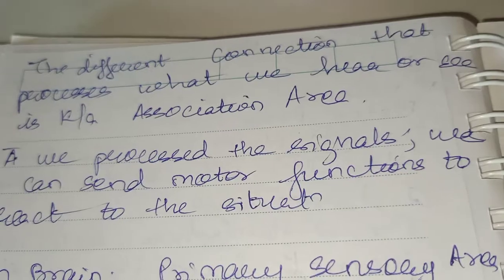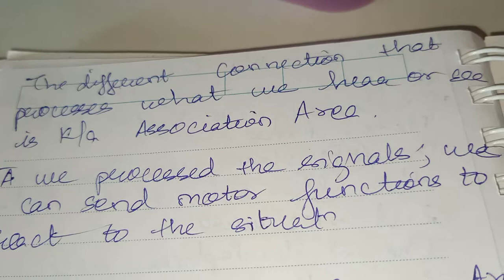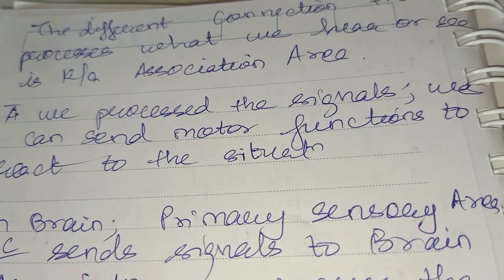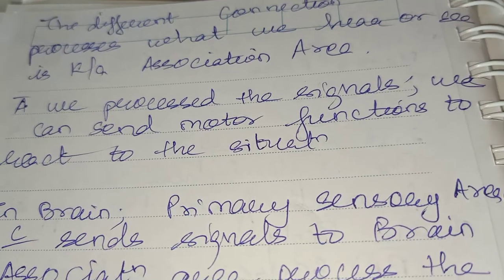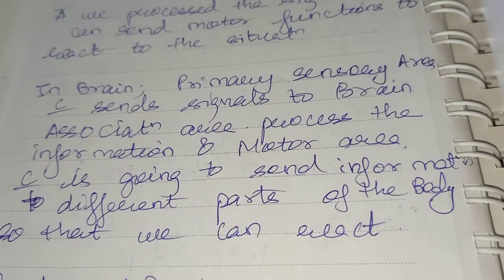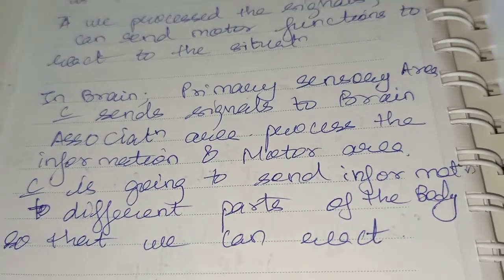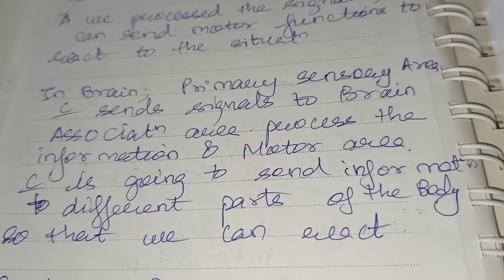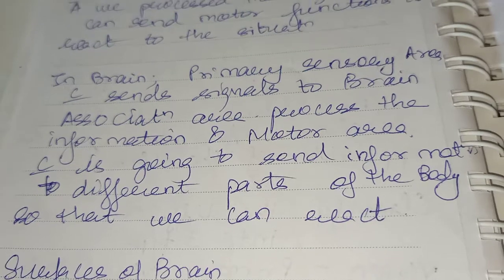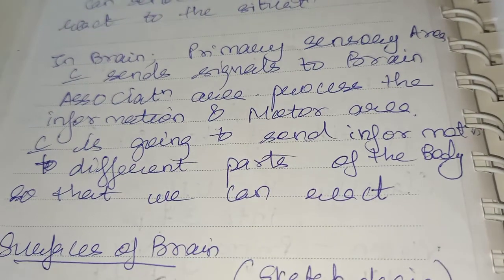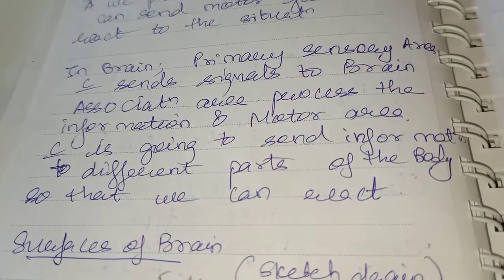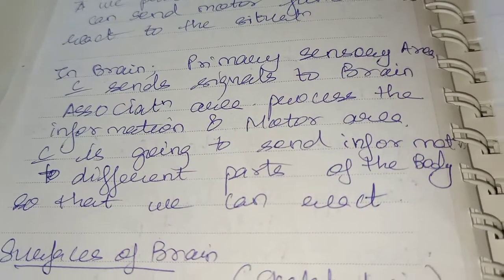The different connections that process what we hear and see are known as the association area. After we process the signals, we can send motor functions to react to the situation. So in the brain, there is the primary sensory area which sends signals to the brain association area. The association area processes the information, and the motor area sends information to different parts of the brain so that we can react.